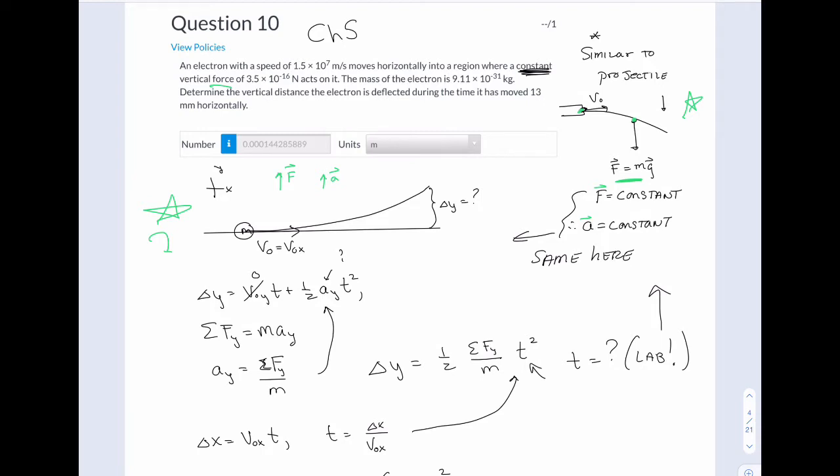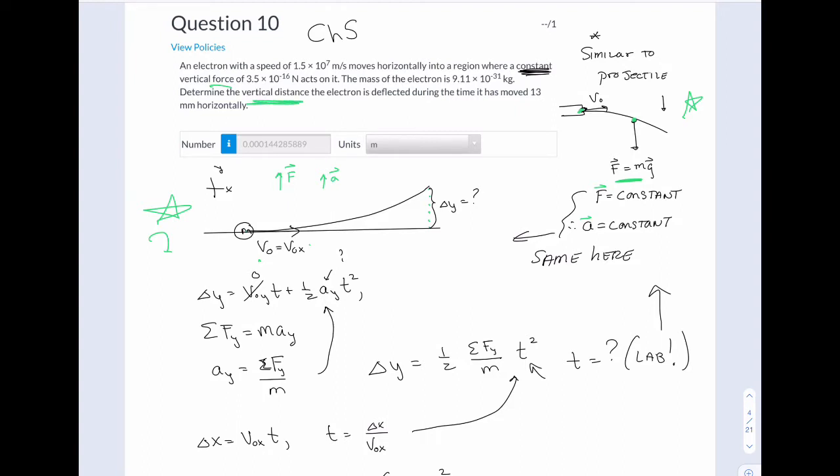There's a constant upward force. So there's my electron. V initial is the same V initial x because it's going horizontally. And I want to find how far it's deflected vertically. So they give me, let's see, I want to find that vertical distance.